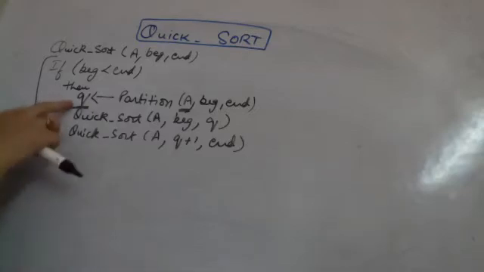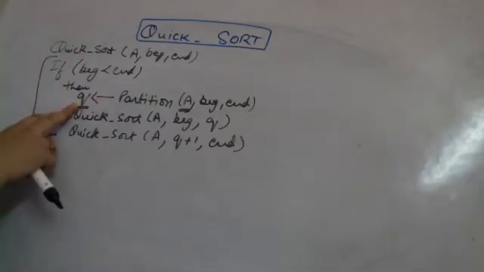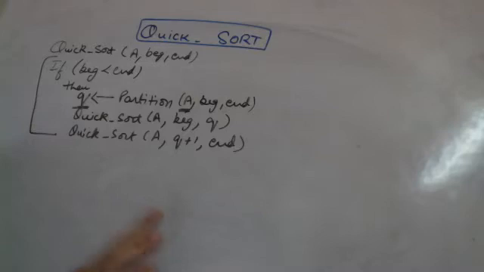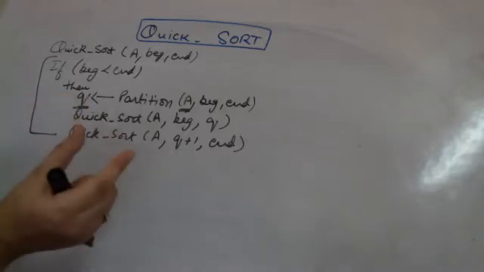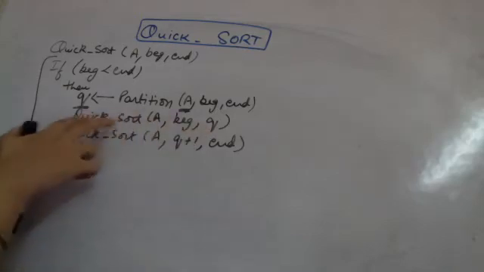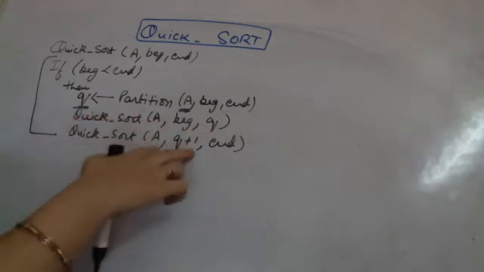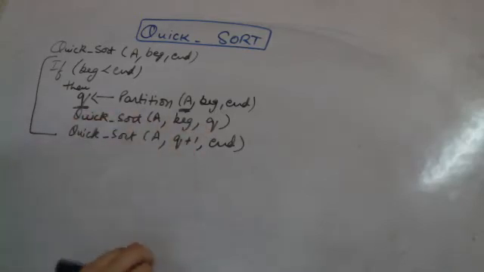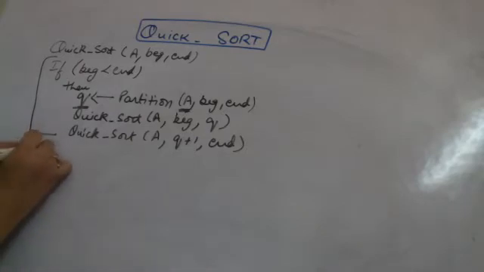Q is the position of the pivot element. Q is not the pivot element. Q is the position of the pivot element, जिससे लेफ्ट में आपने लेफ्ट हाफ पे दोबारा क्विक सॉर्ट कॉल करा है और राइट पे राइट हाफ पे दोबारा क्विक सॉर्ट कॉल करा है. So let me give you the partition and I will do the dry run once again.